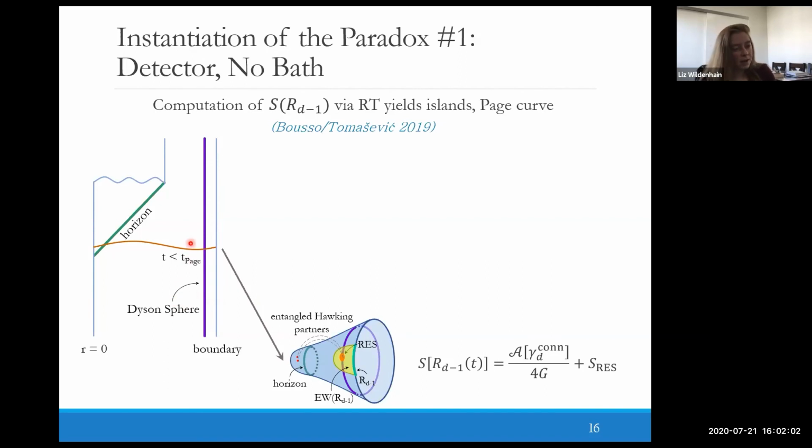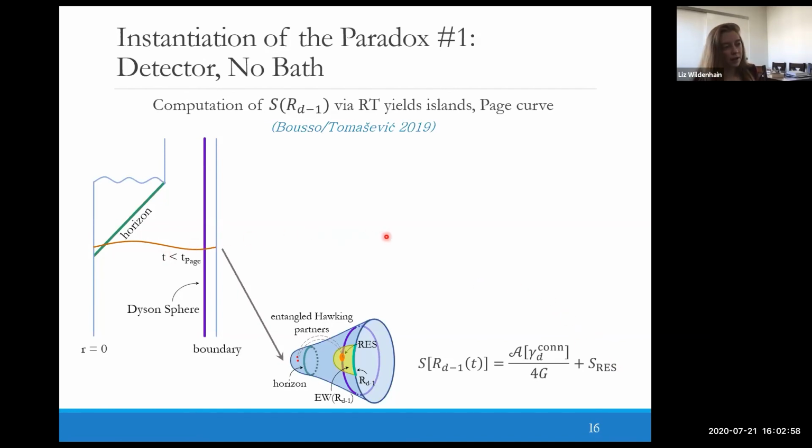So before the Page time, if you compute the entropy using the RT prescription, which I discussed previously, then these authors find that the minimal surface, the appropriate RT surface, is this one here, which is the border of the yellow region, and it encloses the Dyson sphere, and it's homologous to the boundary region that we selected. So the area term is just constant, but then the reservoir is collecting more and more Hawking radiation over time. So the entropy of this component is increasing. This gives us the rising part of the Page curve.